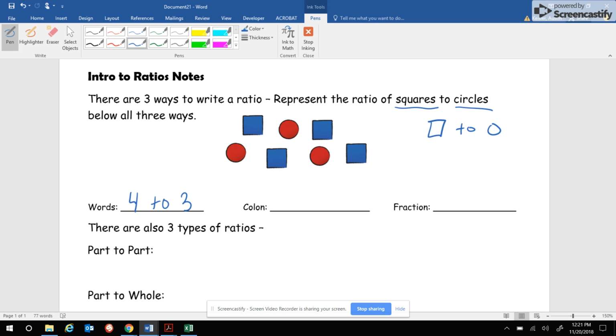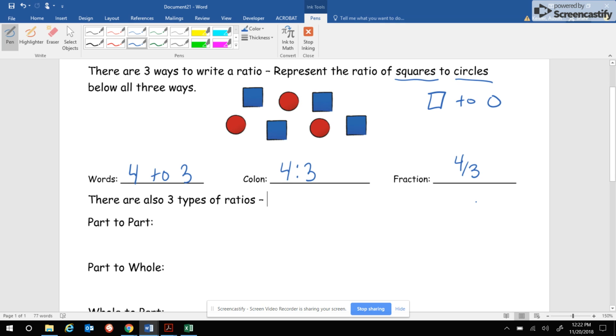A colon is very similar to that. We're just going to put 2 dots. So my ratio of squares to circles is 4:3, just like that. And a fraction is what we've been doing all year long. I'm just going to write 4 over 3 because my ratio is 4 to 3.